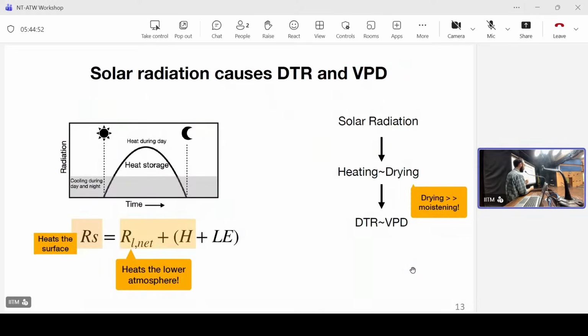So now our systems understanding reaches a level that we started with heat storage in the lower atmosphere intuitively, and we have now understood that solar radiation can cause heating of the lower atmosphere, and that heating can cause drying, not because we take the moisture out, but because we increase the bucket size. And essentially, diurnal temperature range, which came out of heating because of these two heating terms, also causes the drying of the atmosphere, the vapor pressure deficit in the atmosphere over the course of the day. And consequently, on a clear sky day, you will get more diurnal temperature range and more vapor pressure deficit.